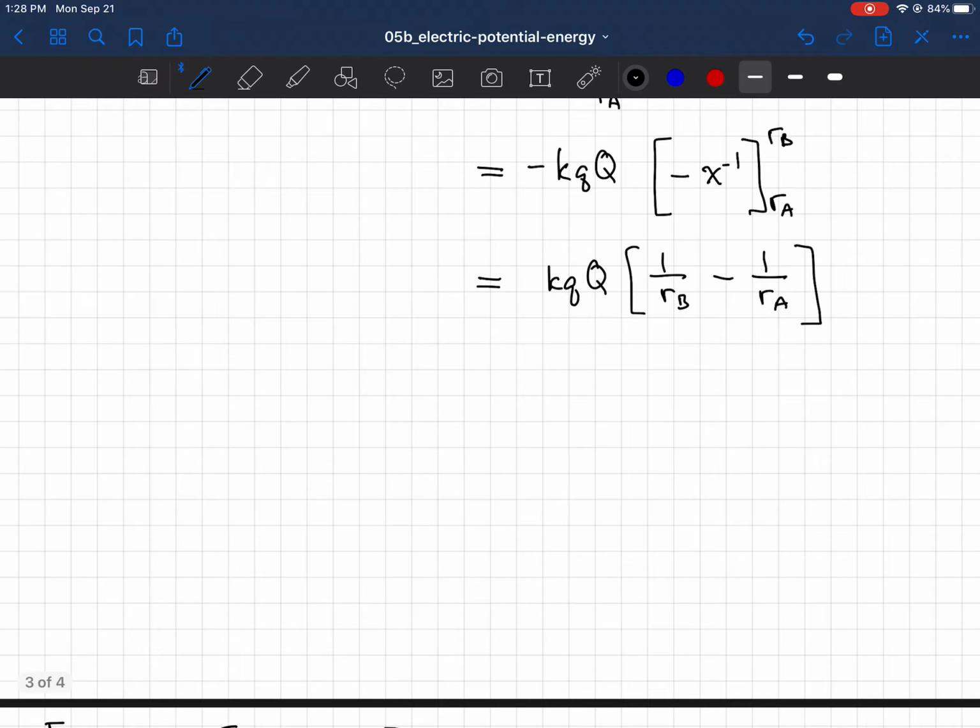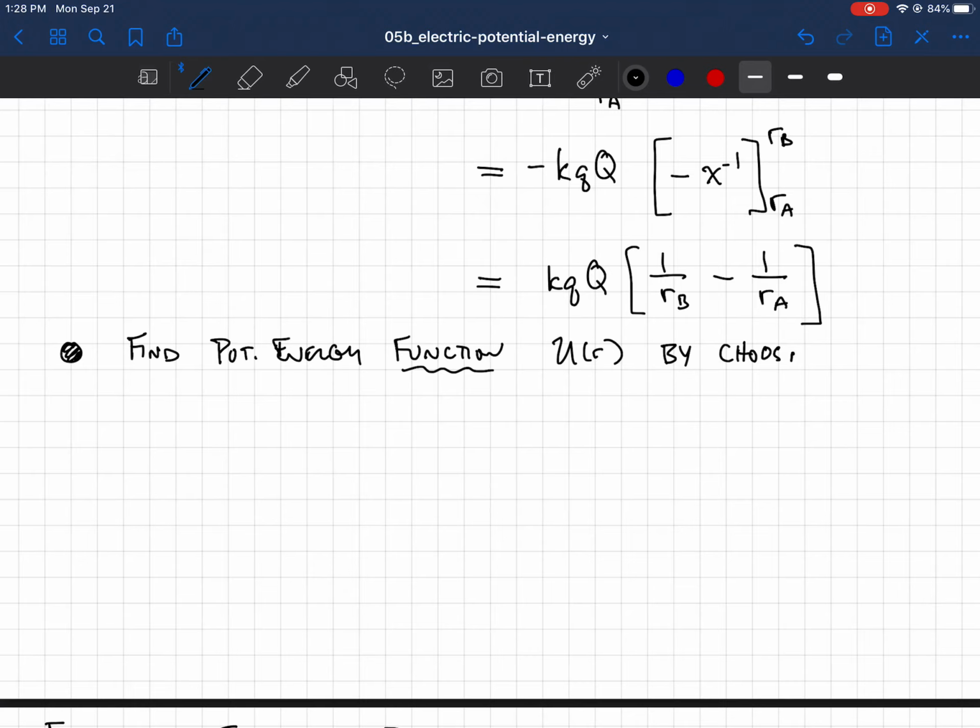Now, if you remember from the review of calculating potential energy, we're often interested in finding the potential energy function, which is just U of r. And we do that by choosing a place where the potential energy is equal to 0. So let's write that out explicitly. So let's say, so assume or choose that the potential energy when the separation of the charges is infinity is equal to 0.